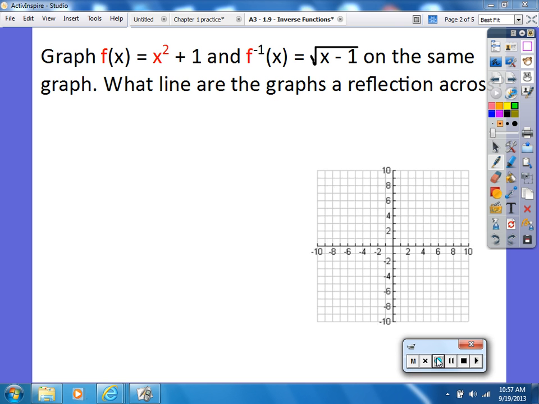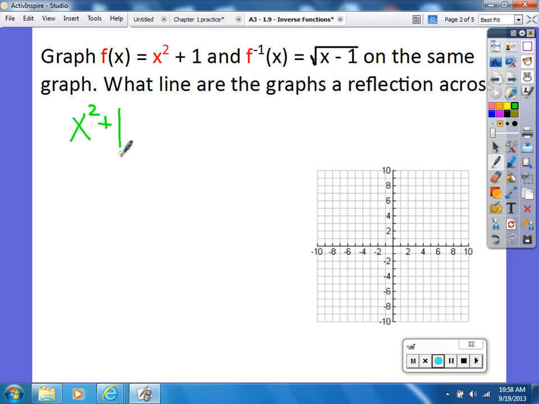Let's start with x squared plus 1. What is the parent function? X squared. What does x squared look like? Looks like a parabola, right? Now, what do you know about this parabola? How is it shifting? Up 1.